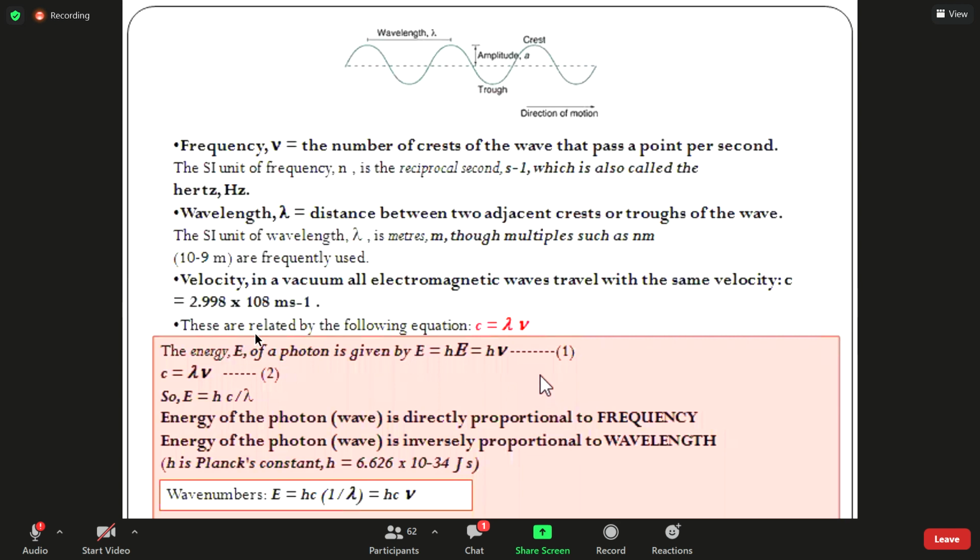This is Planck's constant. E is the energy of the photon, and nu means what? Frequency. Or you can say E equal to hc by lambda, because frequency and lambda are inversely proportional. So if you have to calculate the energy of a photon, Planck's constant is known to you, the velocity of light is known to you. So if lambda is given, you can calculate the energy.